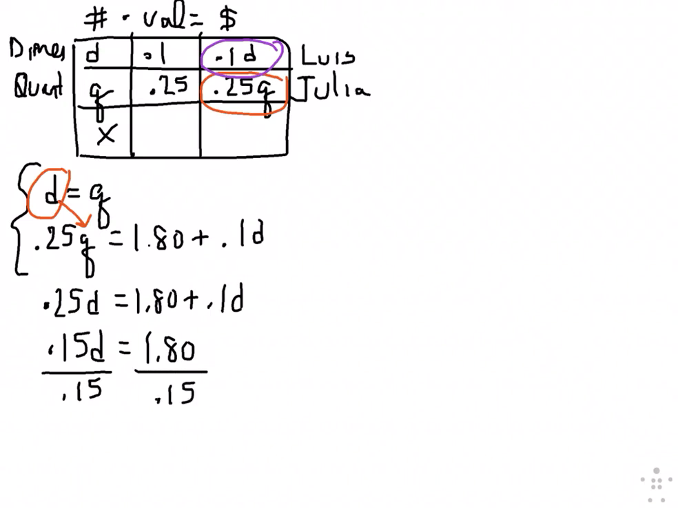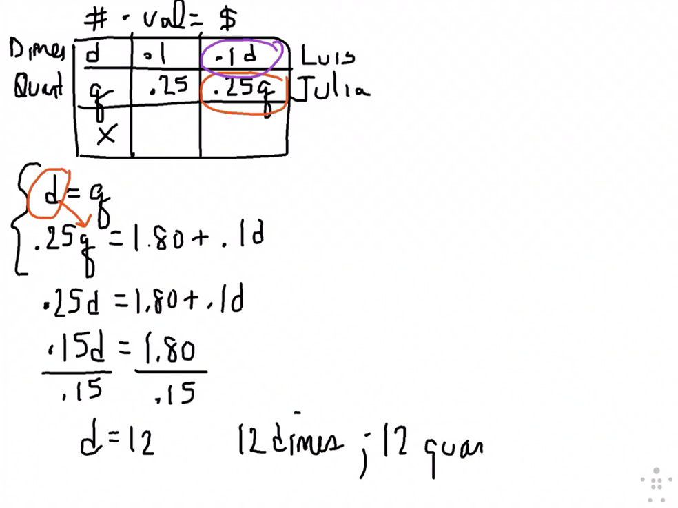0.15 times 10 is 150, and then we need 30 more, so 12. So d comes out to be 12. So 12 dimes. And then since they said the number of coins were the same, it's 12 quarters, right? So 12 of each coin.